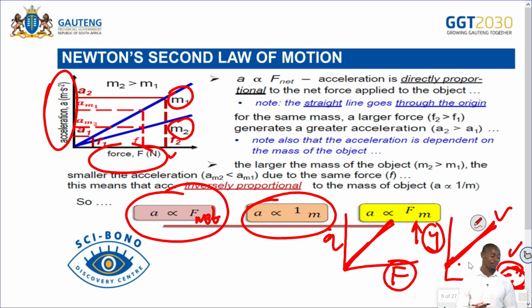Why am I saying there's no direct proportionality? You can see your graph does not start from the origin. Okay, so now let's look at those two graphs representing the two objects of different masses. For both graphs, there's a direct proportionality between acceleration and the force. So there's a direct proportionality between the two.